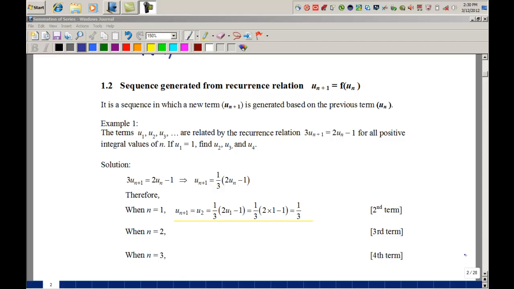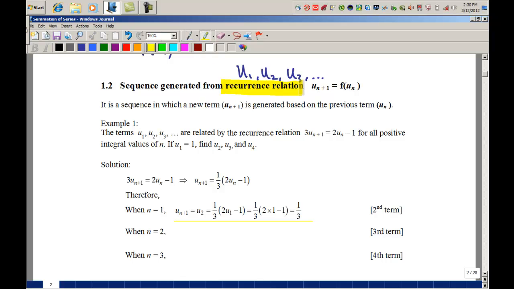Now from a previous section, we say that a sequence can always be written down like this: U1, U2, U3, and so on. Now in this new section, we look at how a sequence can be generated from what we call a recurrence relation.